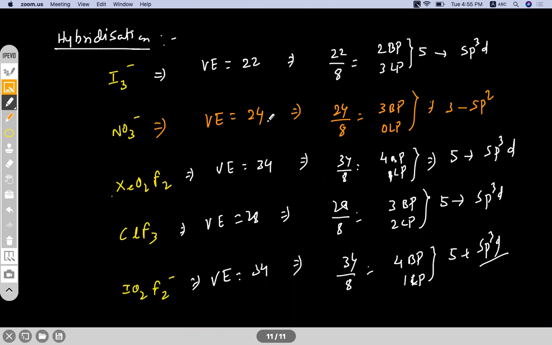Any doubt, guys, in this? Are you finding it difficult or easy? Or moderate? Okay. Yeah, these are not much tough, okay? Once you practice a bit more, you will have the idea of how to do it.